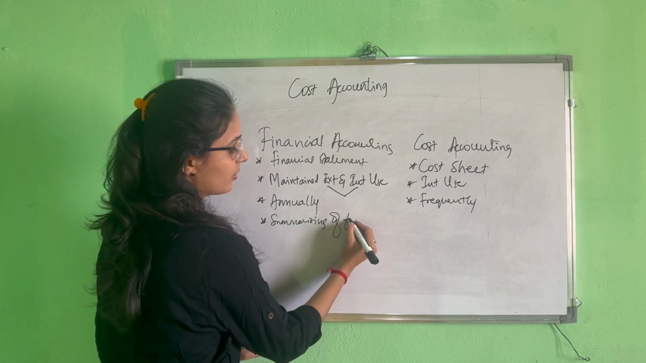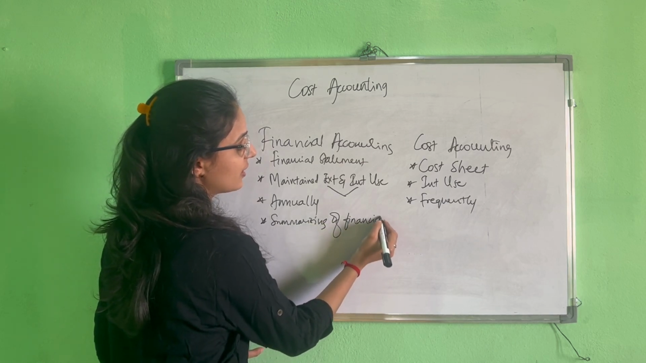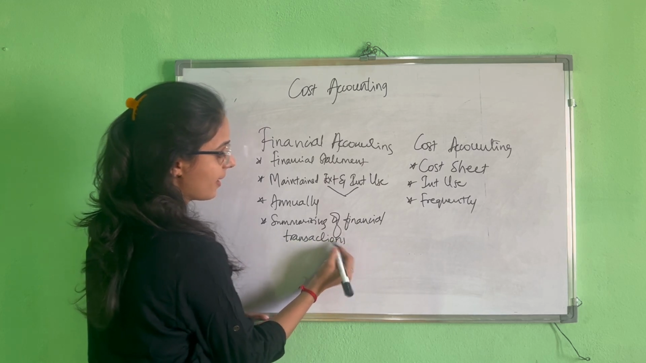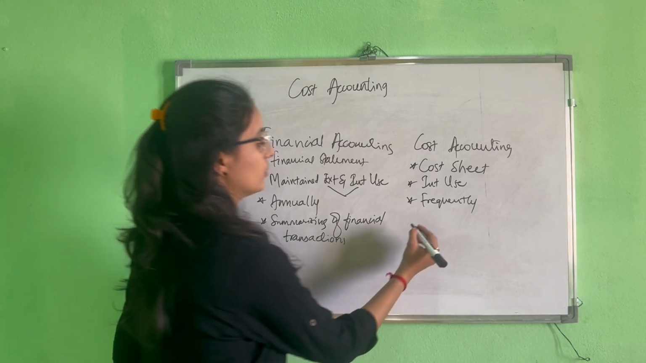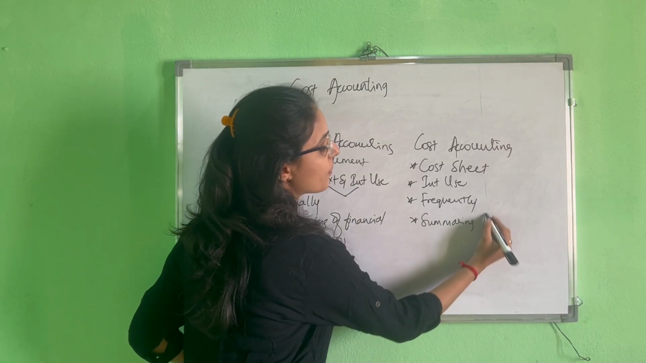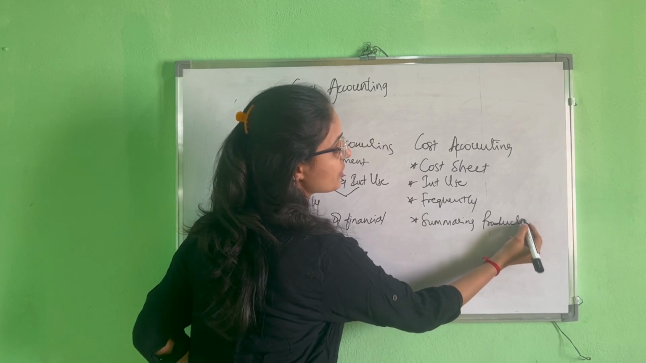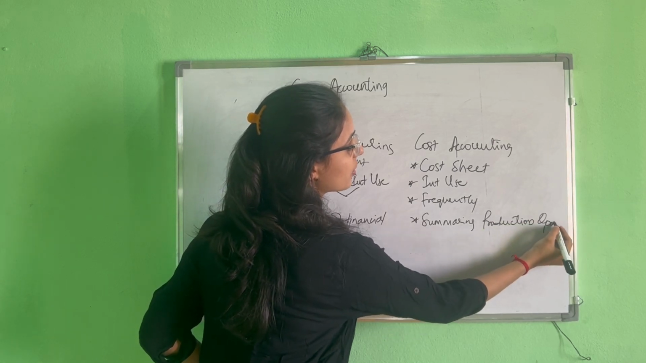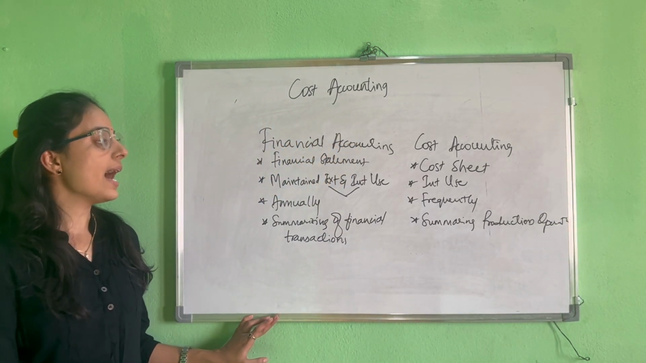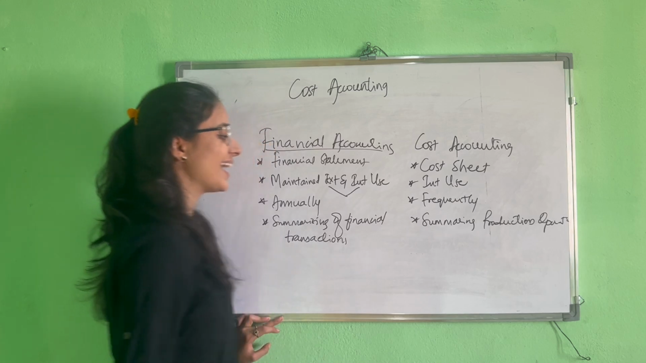Next comes scope. Financial accounting is the complete summarizing of financial transactions. But under cost accounting, it's only about summarizing production operations.